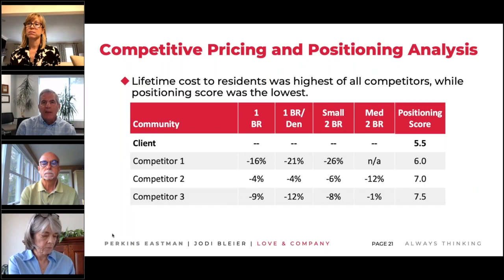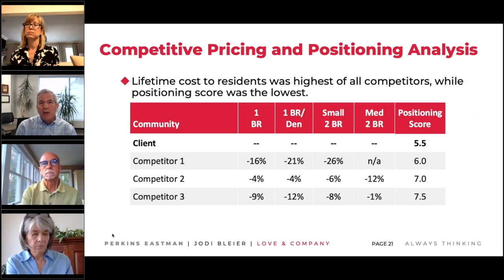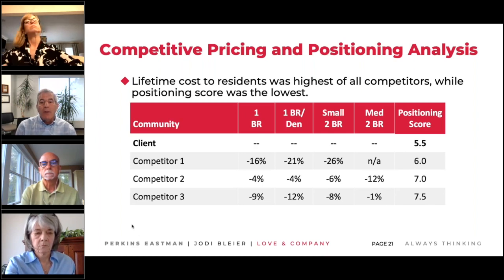So we delved more deeply into the pricing side of things. Another one of the tools was what we call a competitive pricing and positioning analysis. And this involves 2 major components. The first is looking at the lifetime cost of living at each community. This evens things out, puts them on an apples-to-apples basis, whether a community is life care or fee-for-service or 90% refund or declining balance, by looking at what's that total cost to a resident over the lifetime they're in the community. And the main takeaway here is you look at competitors 1, 2, and 3, every one of their comparative prices has a minus in front of it. Everybody else was significantly less expensive than this community.